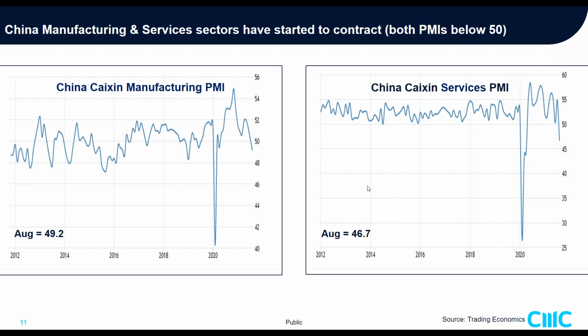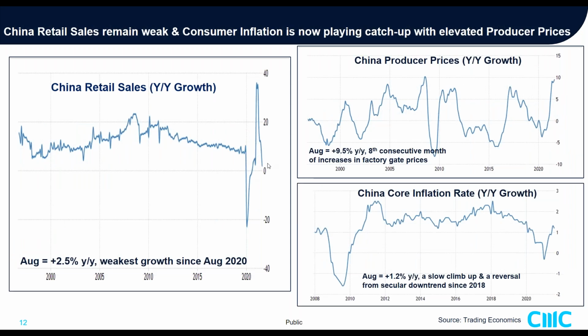Now take a look at this particular slide. Retail sales declined remarkably as well. It's the weakest growth: August figures show year-on-year 2.5%. Even though it's positive, it is now showing the weakest growth since August 2020. And look at how steeply it has fallen off since the start of this year.